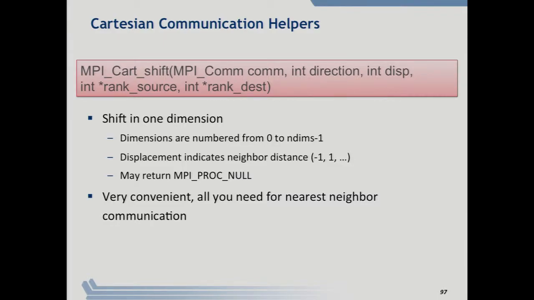What is proc null? Proc null in MPI is basically a null rank. If you do a send to proc null, nothing happens. The code won't fail or anything. It's just a null. So it will return proc null when you are at the top or edge rows of a stencil, at the boundary, and it's not periodic. So there is nobody to the right of you or nobody to the left of you. So is that clear for Cartesian?